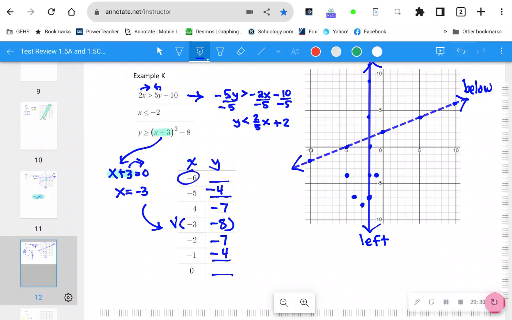Okay, -6. We're going to put that in. -6 plus 3 is -3. -3 times itself is 9. 9 minus 8 is 1. Let me get that right. So 0, 1 and -6, 1. Okay, so we're drawing a solid border there.